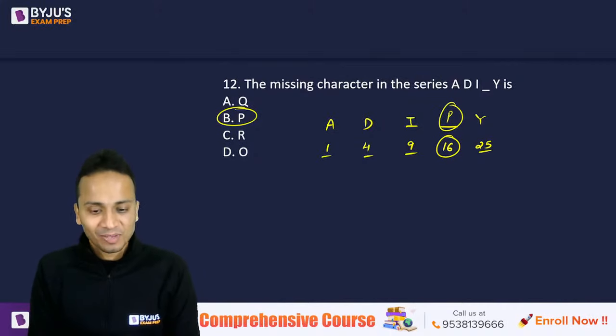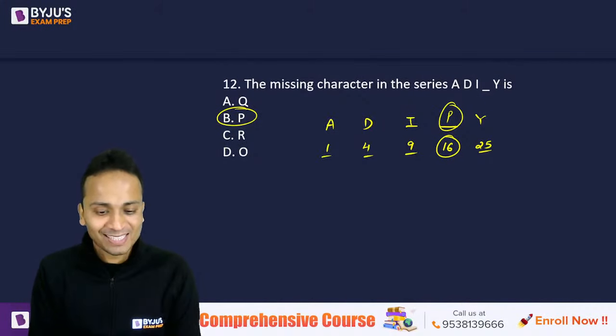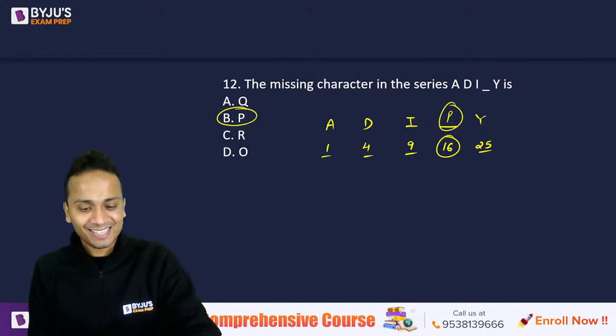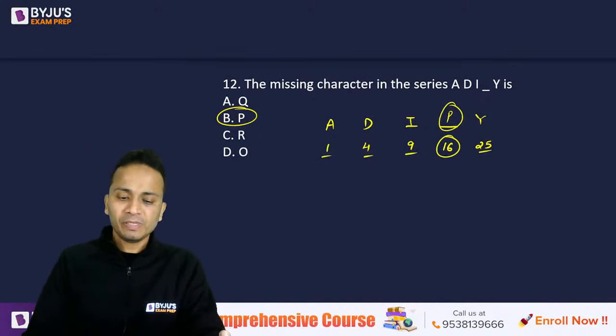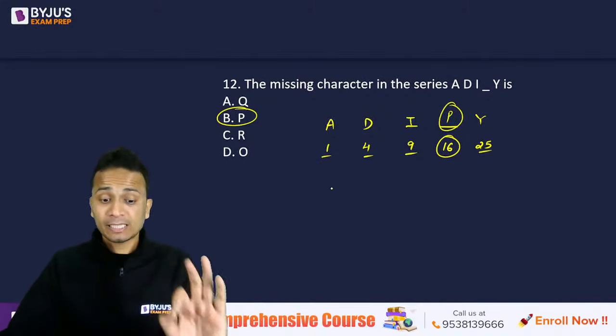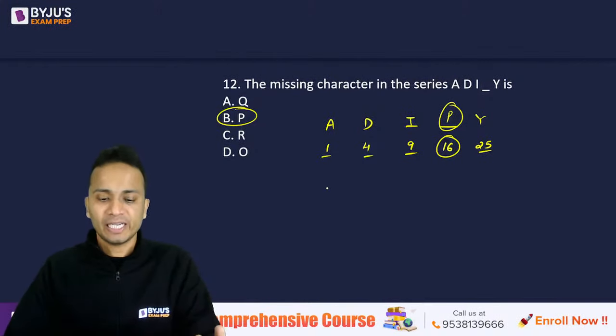My god, so a lot of you have given a wrong answer. Mostly students gave C as the answer, otherwise option B, that is P. P is the correct answer. 16 should be the correct answer.